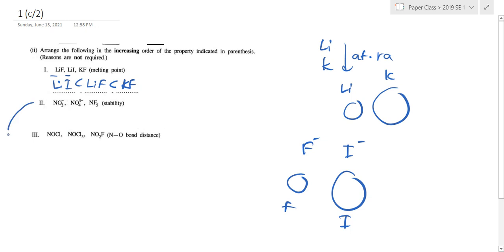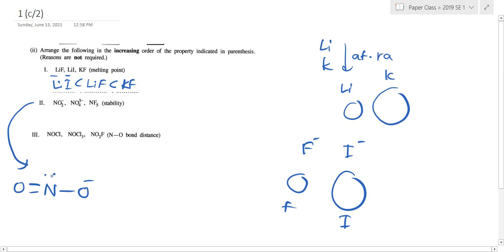Stabilities: you should draw the most stable resonance structure. NO2 minus means there is an O minus, and the other oxygen should be in the double bond. Now see the octet, it is satisfied: 2, 4, 6, 8. Nitrogen's valence should be 5, that's why I have put the 2 dots in here.